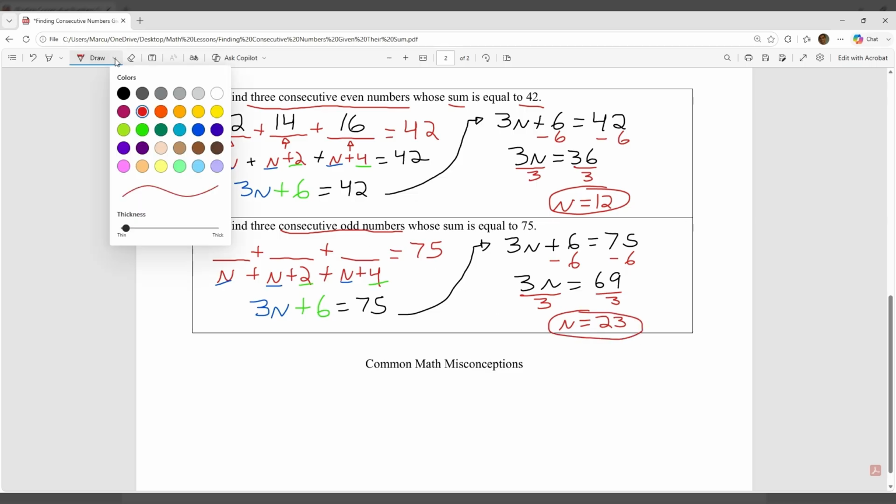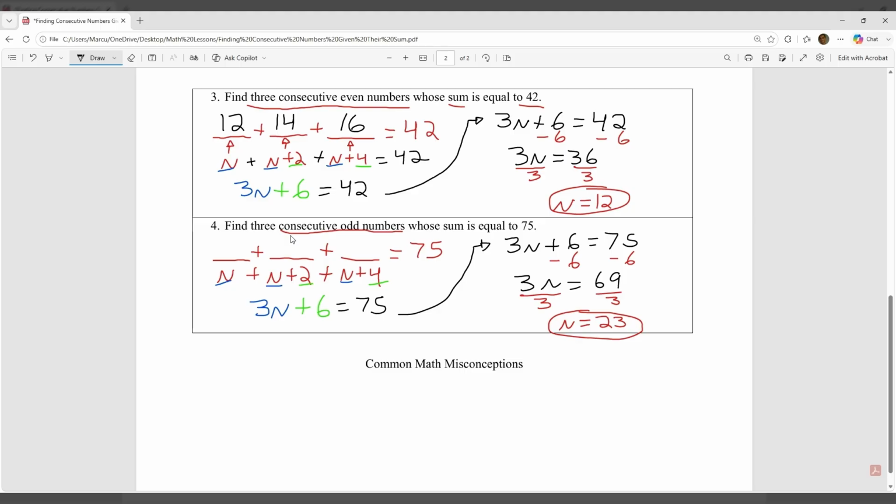Once you have n equals 23, you can go ahead and plug in the number. So 23 is your first number. And again, it's adding by 2. So 23 plus 2 makes 25. Plus another 2 makes 27. Notice all three numbers are odd. And if you add them in your calculator, it's going to give you 75. So 23, 25, 27. So now we're going to go ahead and complete the last part of the lesson, which is common math misconceptions.